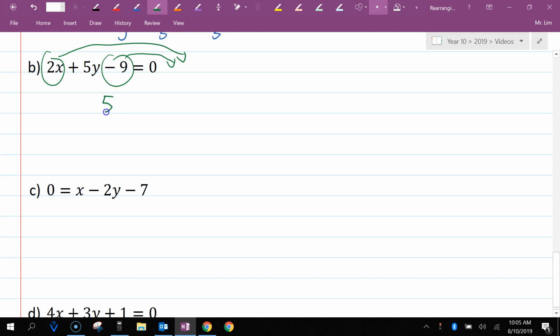So that leaves me with 5y on the left is equal to negative 2x plus 9. Now I can divide both sides by 5 to get y by itself. Y equals minus 2 over 5x plus 9 over 5. And now I'm done.